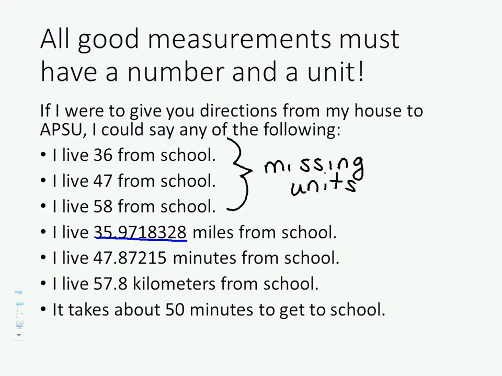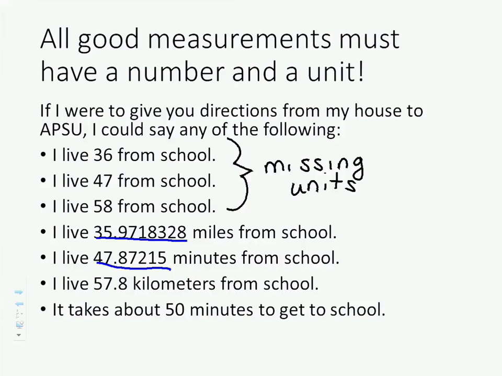Same thing with I live 47.87215. Way too many digits. If your device can measure that well, if you have some kind of really good clock, maybe. But then you still have the question of, is that on average? Is that this morning? Was that last week when there was a traffic accident? What are you trying to report with that exactness of that number?